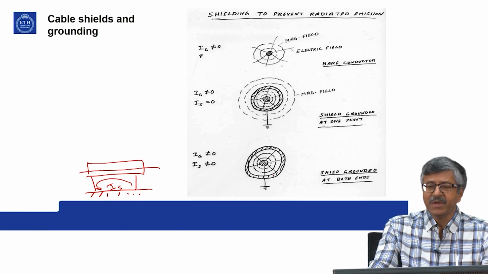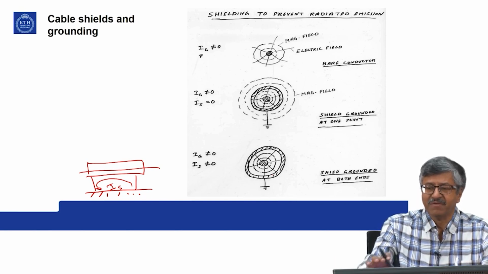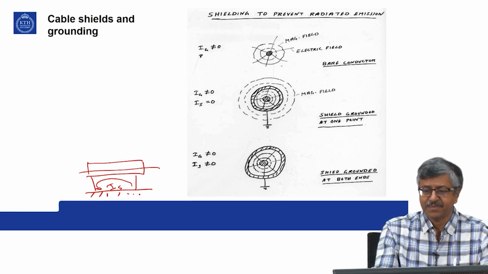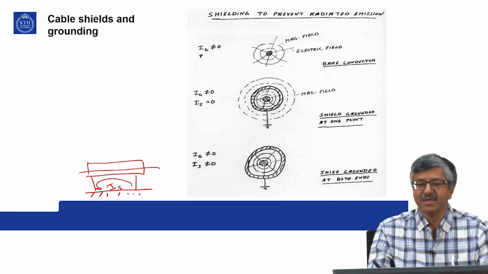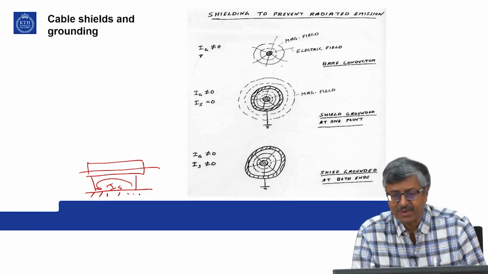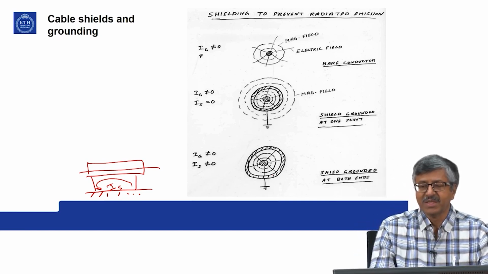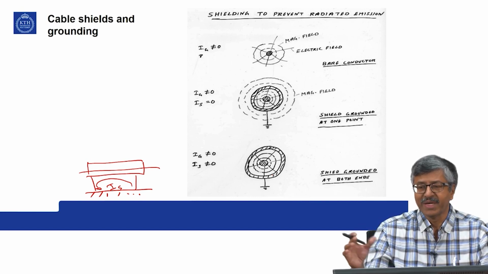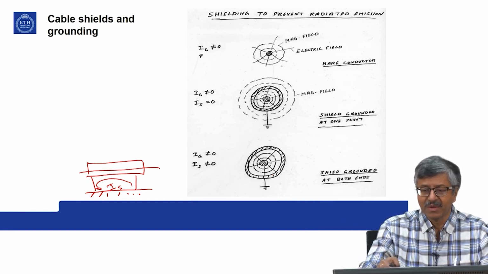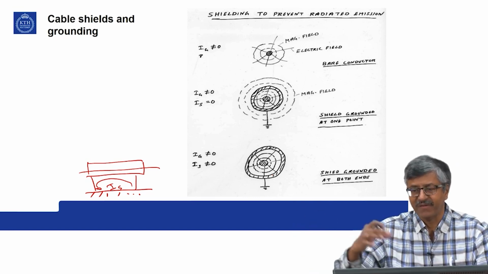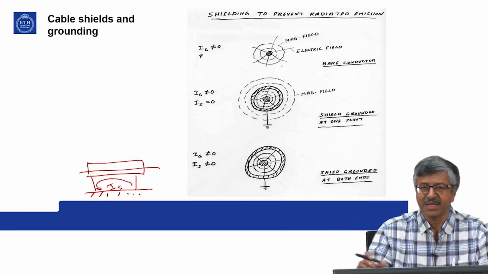So, shielding can be used to prevent radiated emission from cables. This is one of the reasons why shielding is provided to cables. So, this is two way. It can also prevent this inner circuit from being affected by external fields. Both sides it works.